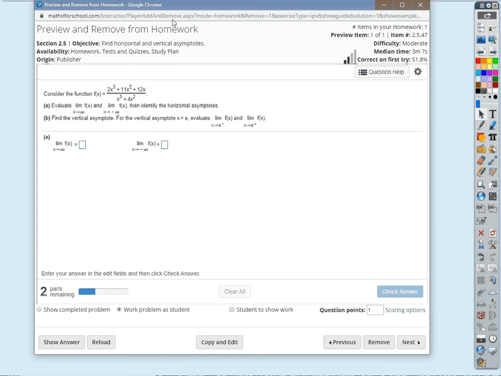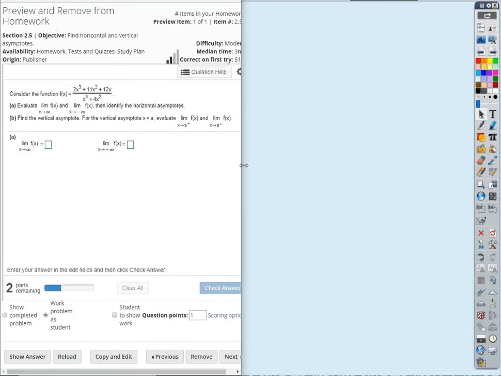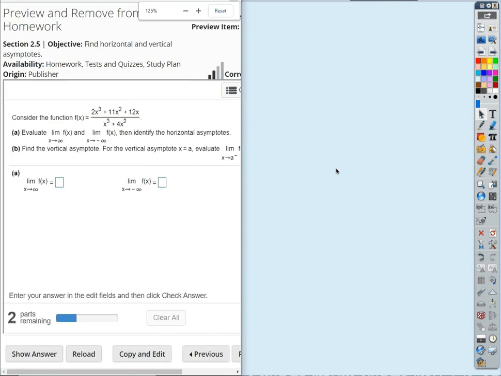I'm just going to pull this one up here, and we'll work through this one together. Can you guys see that one okay? That's too small. Let me see if I can make it a little bigger. Is that better? Yeah. Okay.